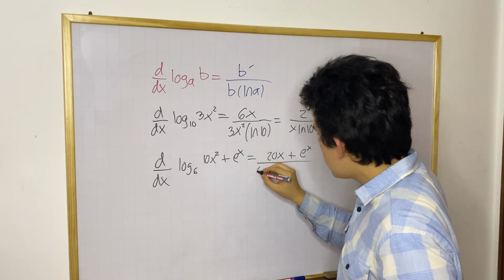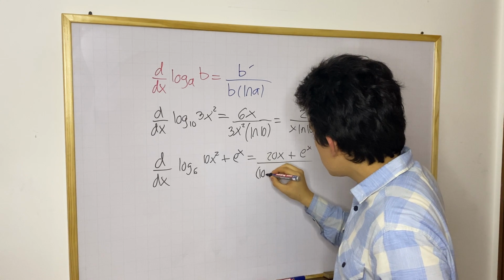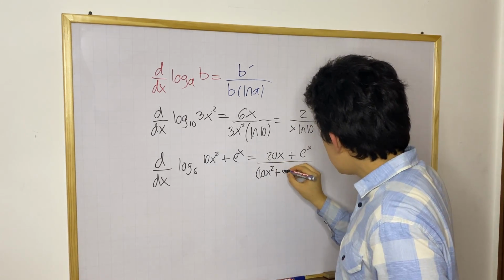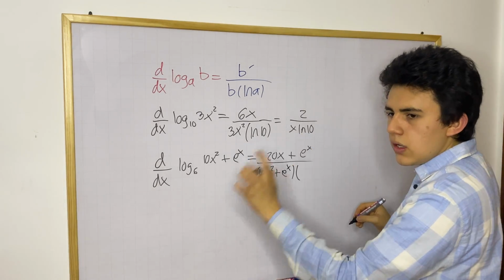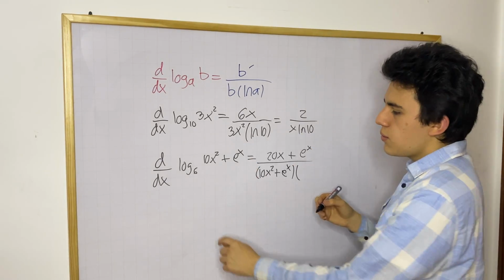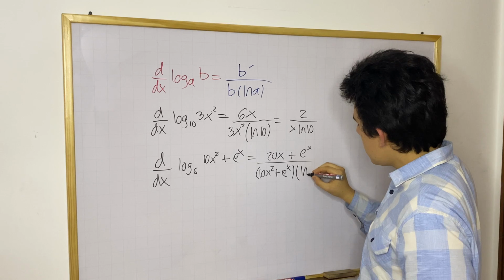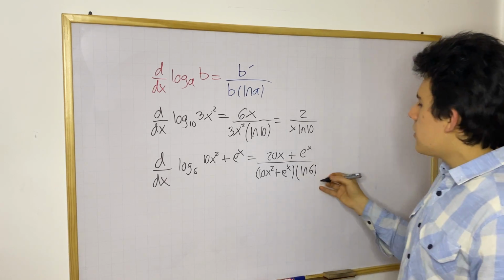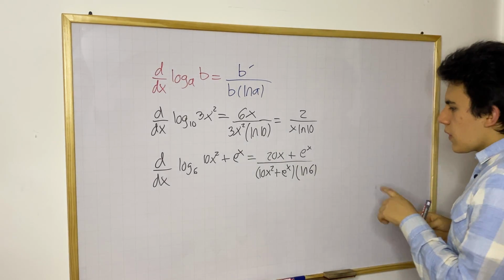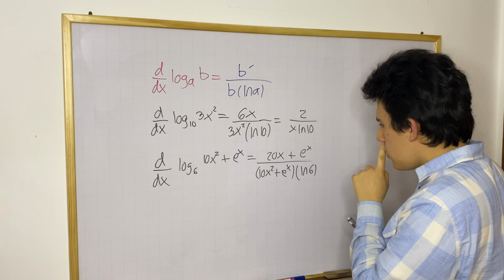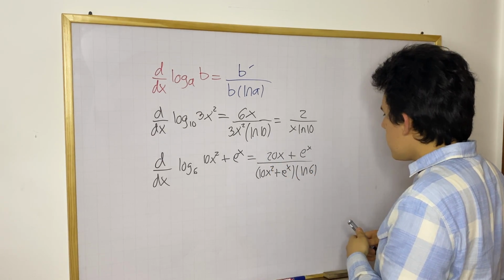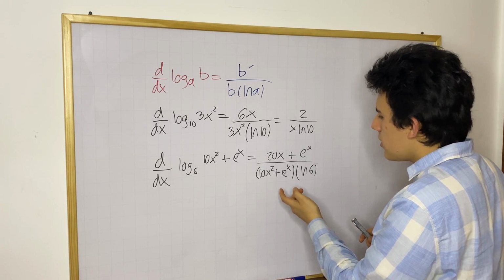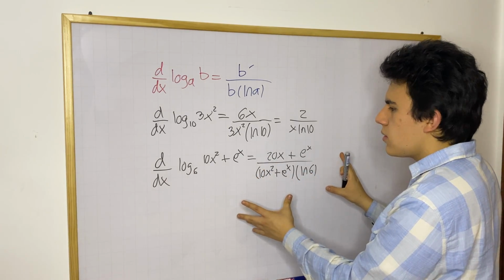So we're going to have 10x squared plus e to the x times the natural log of the only number that you have not used yet, which is 6. So ln 6, okay? This is a constant that you have. Now I believe you could do some things here. Maybe you could simplify something with the ln, but you can just leave it like this too, okay?